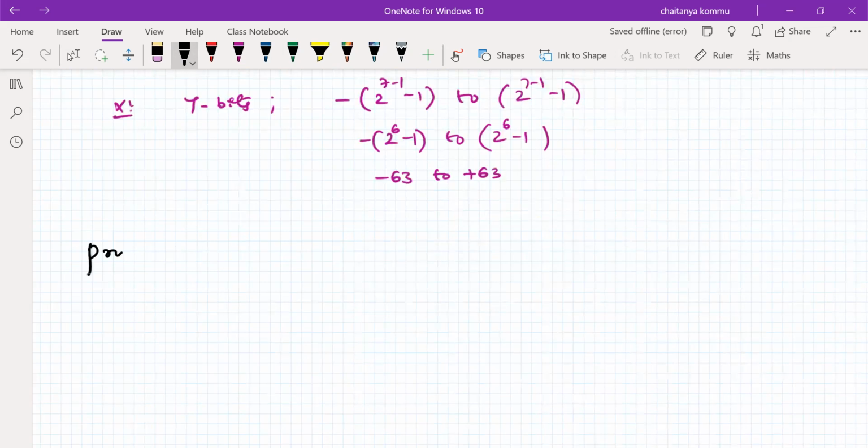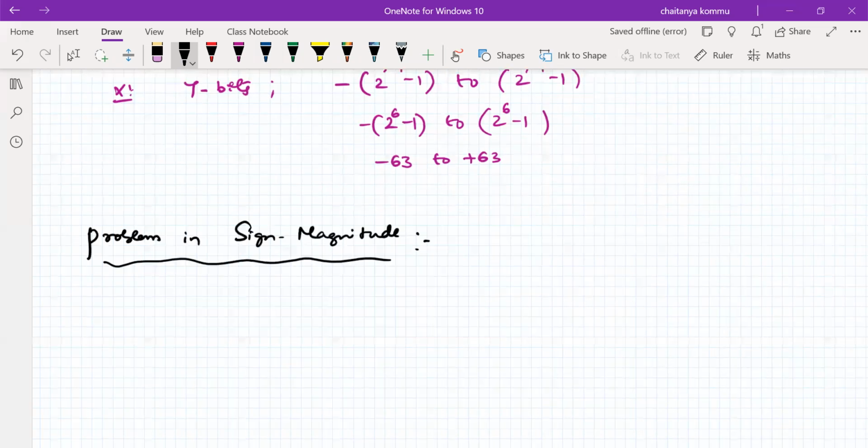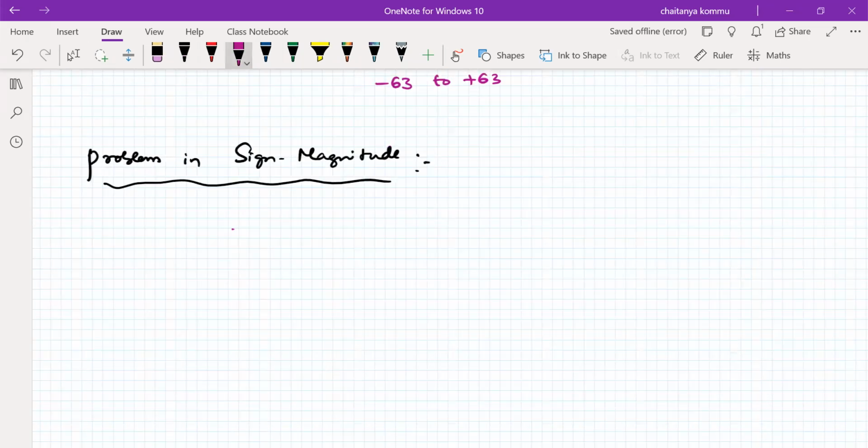The problem in sign magnitude: for example, minus 5 is there, plus 5 is there, and I want to perform addition. When we do the addition manually, what is happening here? 0 will be the answer, right?